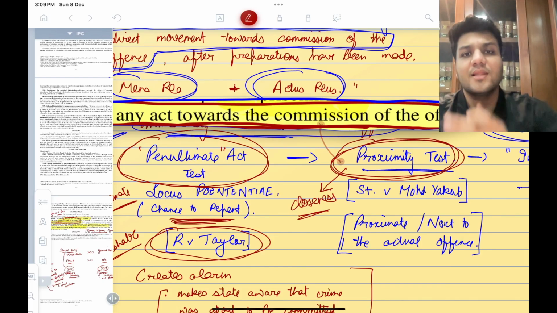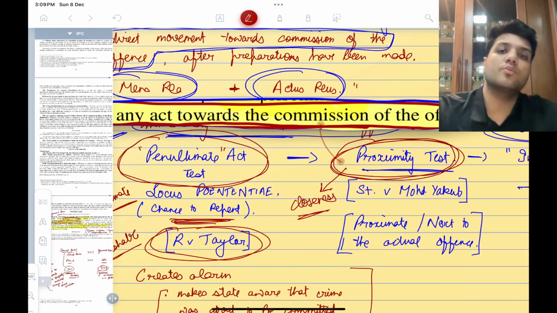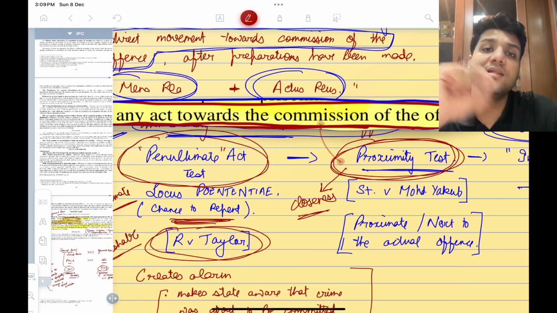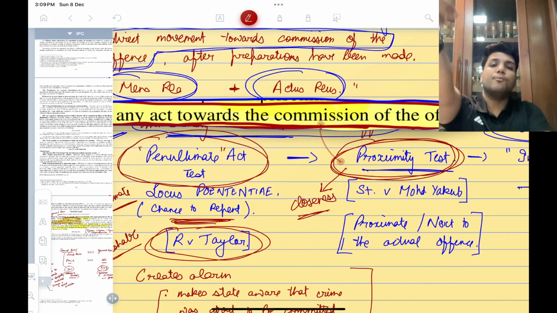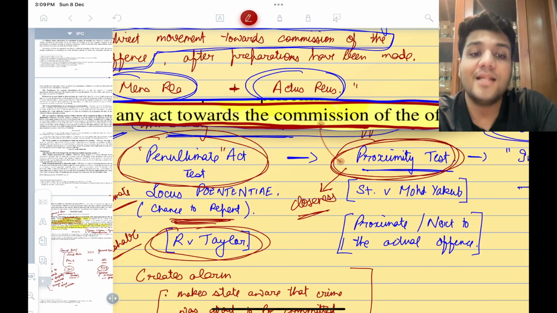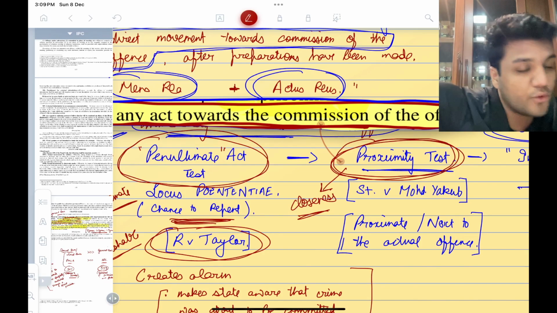So for example, in the example that I used to explain the penultimate act test before, where I said that if you were to point a gun at someone's head and pull the trigger, that would make you liable under the penultimate act test. On the other hand, in the proximity test, if you were to pull out the gun and point it towards someone, that in itself would also amount to attempt, because you've done an act which is towards the commission of the offense, and this act itself is very proximate or next to the actual offense itself, and therefore you will be held responsible under the proximity test.